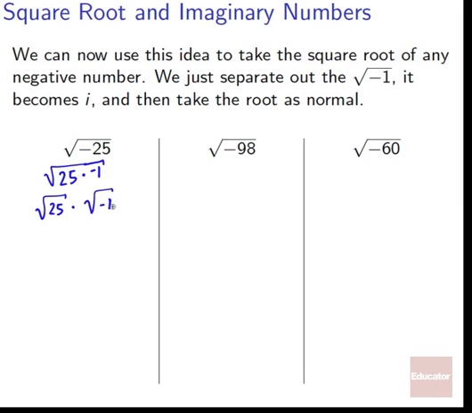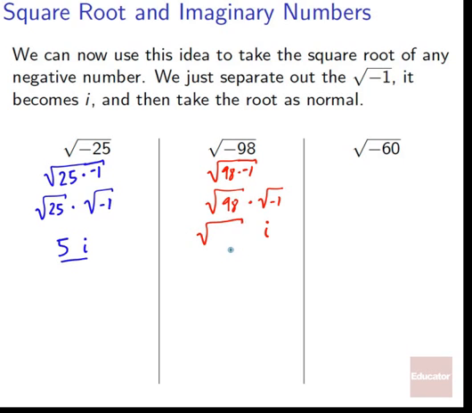So negative 1, root negative 1 becomes i, root 25, that's 5, so we've got 5i out of that. We look at the square root of negative 98, well that's the square root of 98 times negative 1 inside. So we can separate that out and we'll get square root of 98 times root negative 1. So root negative 1, that'll become i, but what's the square root of 98?